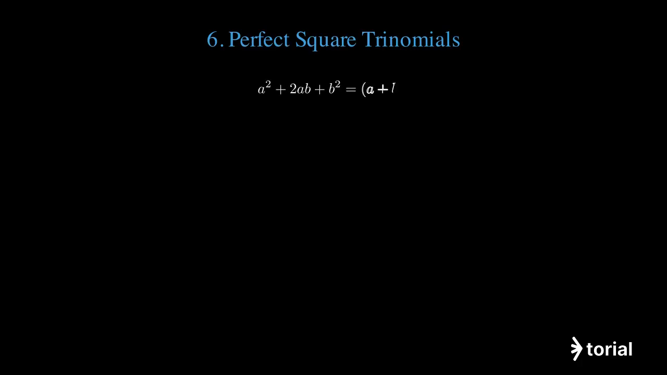Another special pattern is perfect square trinomials. The perfect square pattern is a squared plus 2ab plus b squared equals a plus b squared. Let's factor x squared plus 6x plus 9. Recognizing this as x squared plus 2 times 3 times x plus 3 squared, we get x plus 3 squared.